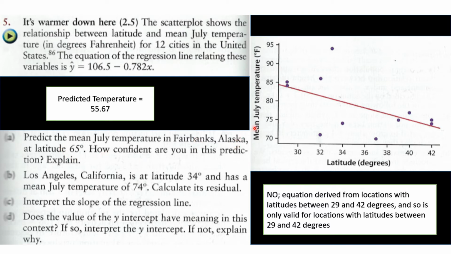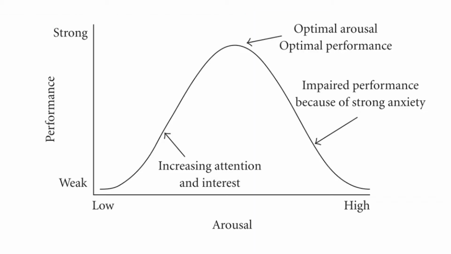Let me give you a really good example and explanation of why we can't extend or extrapolate this equation to cities that have latitudes that are either less than 29 degrees or greater than 42 degrees. So this graph right here represents what's known as the Yerkes-Dodson law. What the Yerkes-Dodson law says is that the relationship between arousal and performance takes on this inverse U relationship.